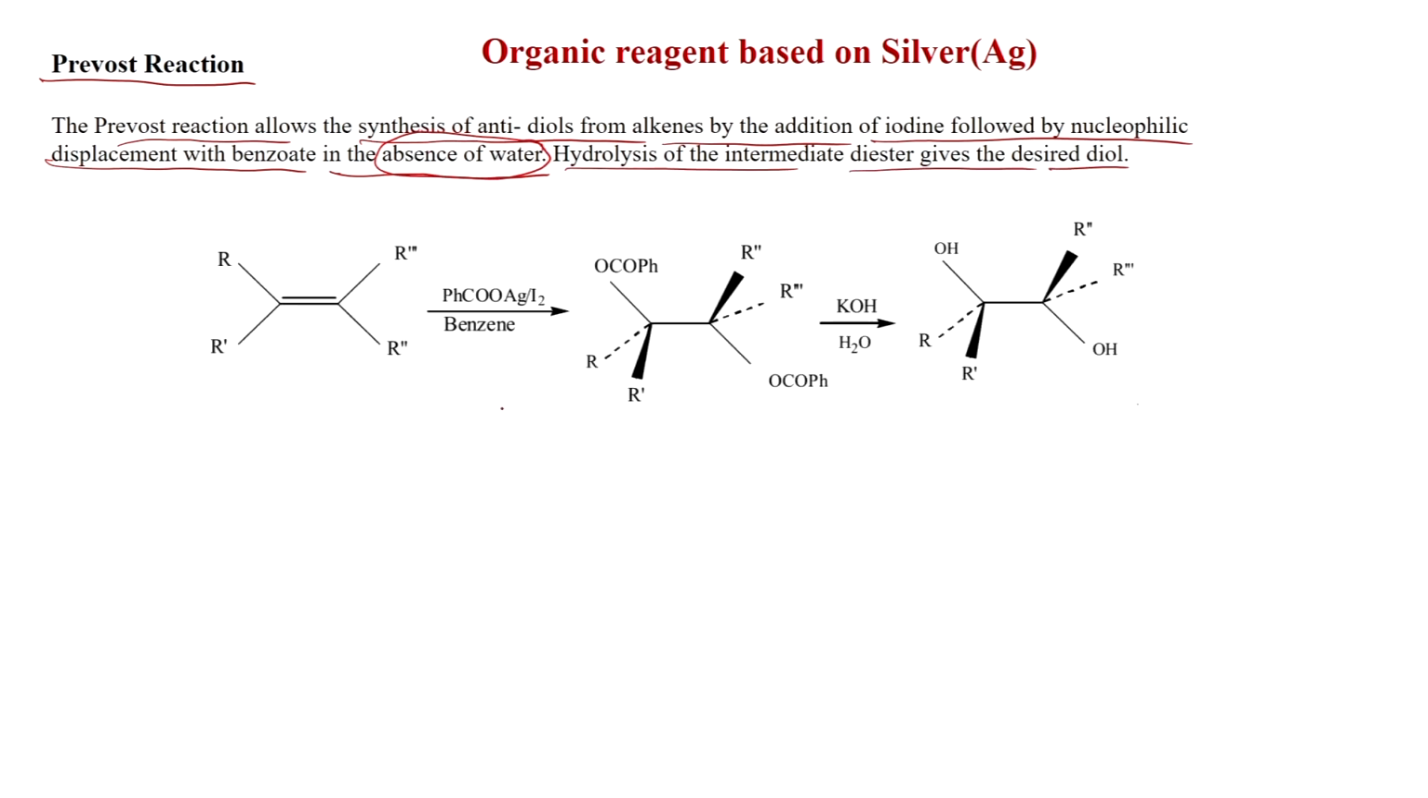So this is the overall reaction with silver benzoate. So this is silver benzoate and iodine in benzene, you get this. So this you can see, this is the trans. So trans dibenzoate, and after KOH H2O treatment you get the trans diol.